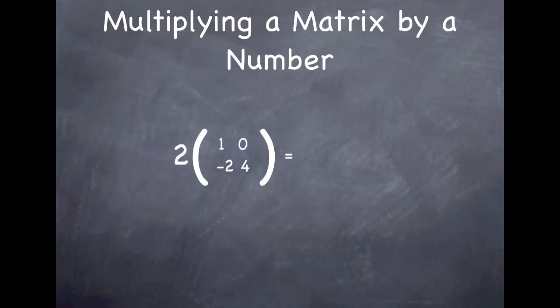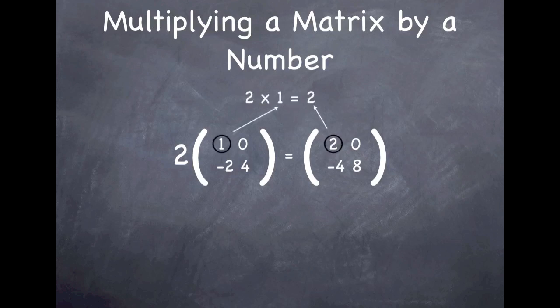Multiplying a matrix by a number or scalar is also pretty simple. You just have to multiply each element by the scalar.